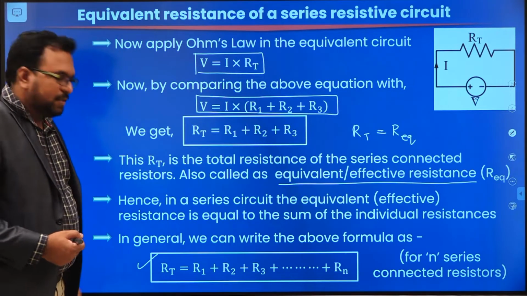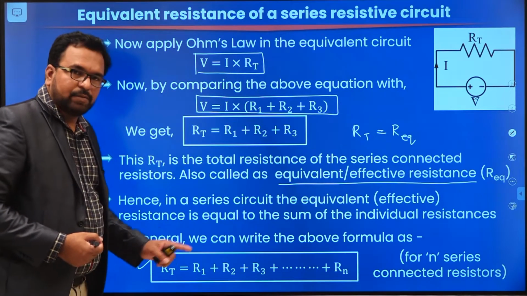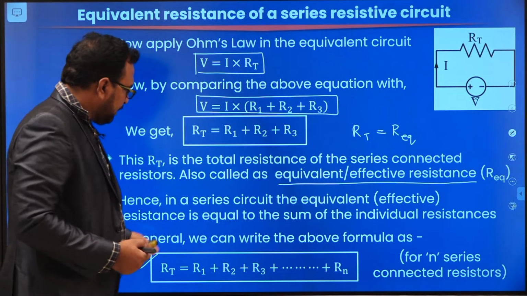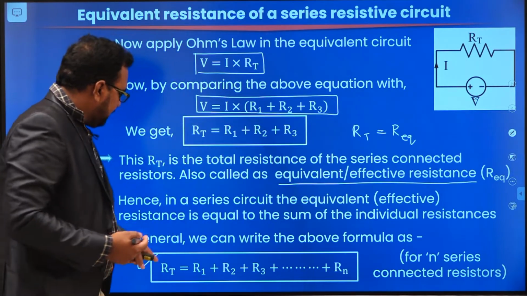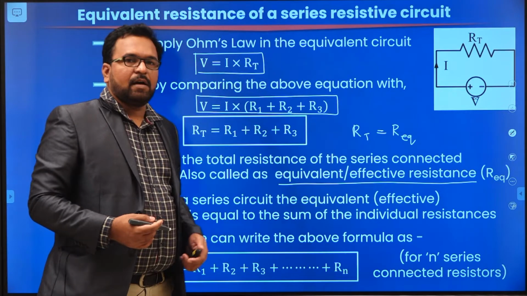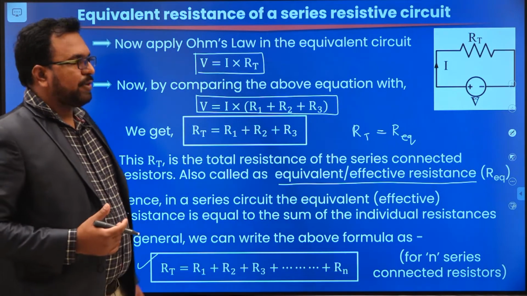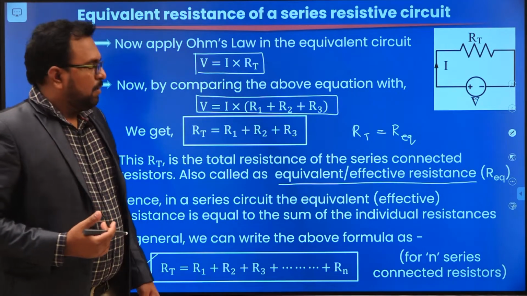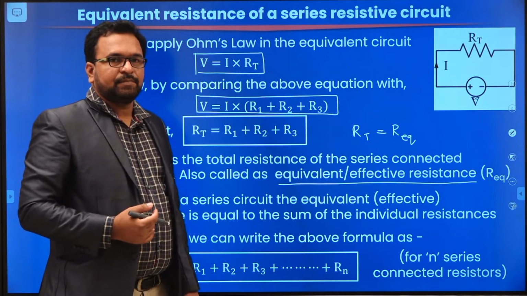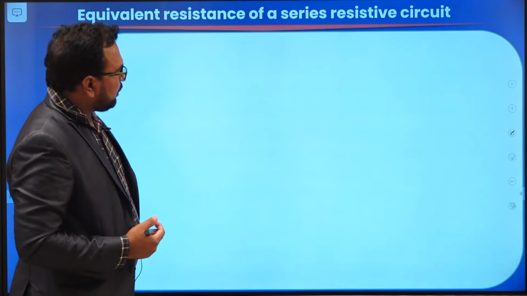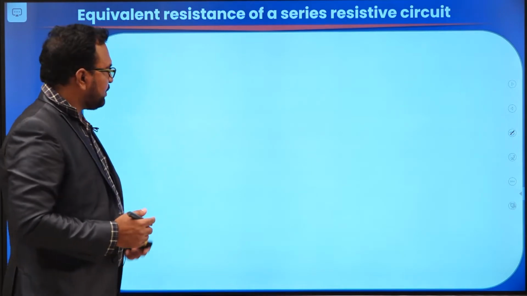When there are 2 resistors, RT is R1 plus R2. When there are 3 resistors, RT is R1 plus R2 plus R3. When there are n resistors, RT is R1 plus R2 plus R3 and so on up to Rn. This is how you are going to derive the equivalent resistance of series connected resistors. Now I will explain the concept once again.